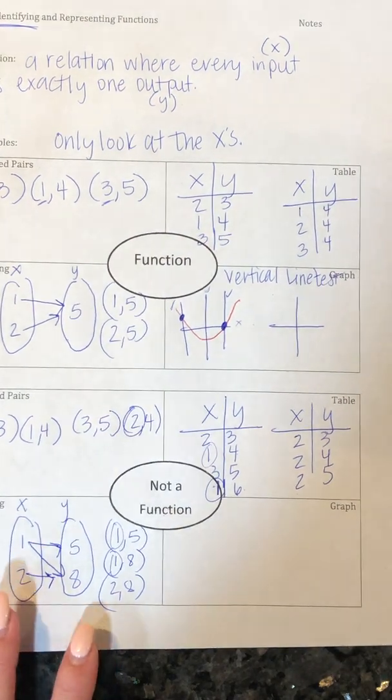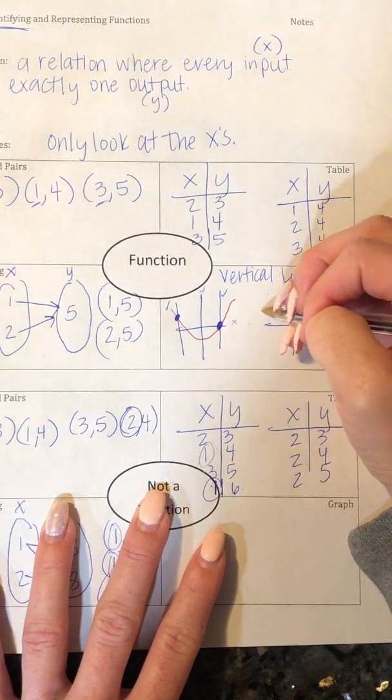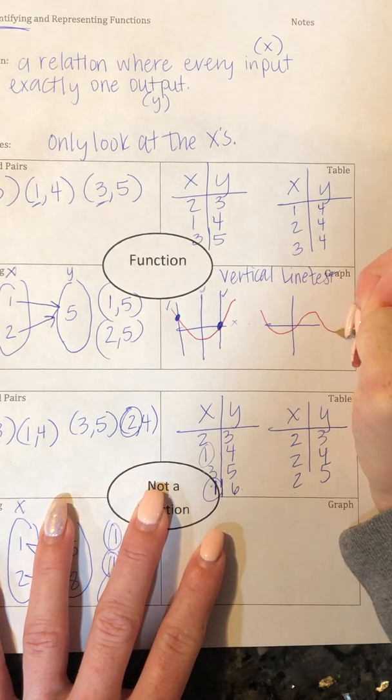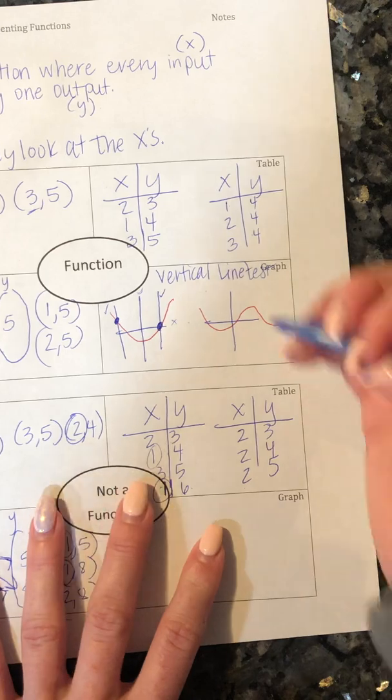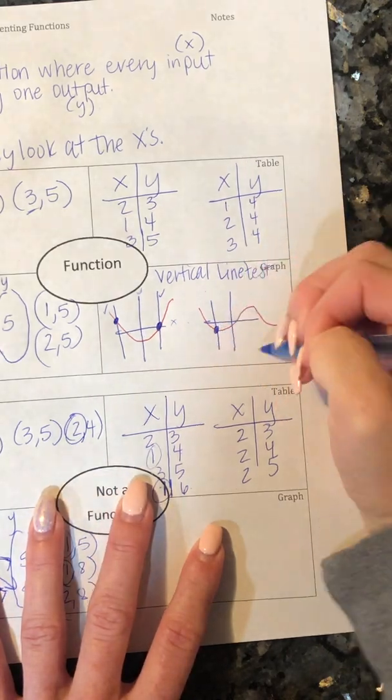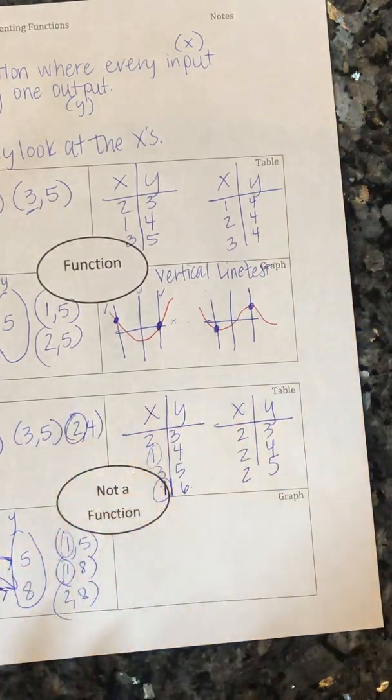Okay, I'm gonna do another one. Would this be a function? Well, if I draw a vertical line, it touched once, it touched once. And your picture can literally be anything. It could be dots, it could be anything. As long as your vertical line only touches the picture once, it's a function.